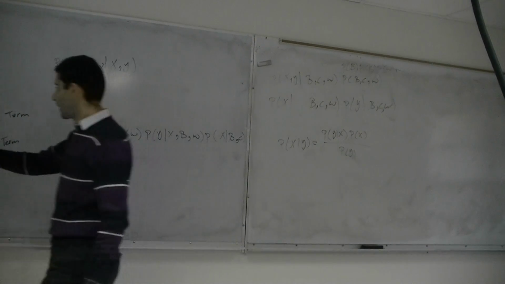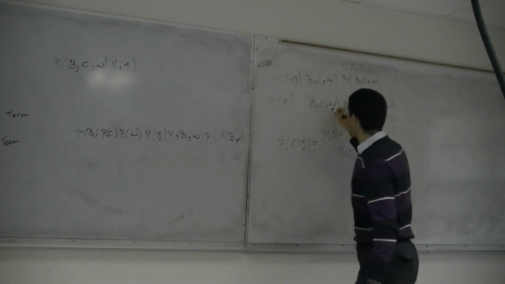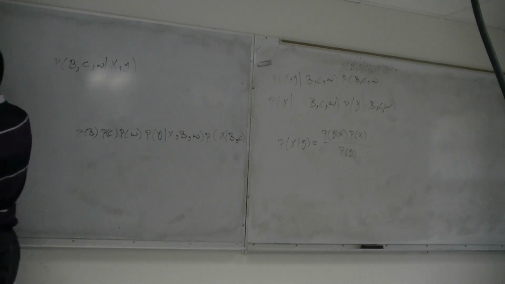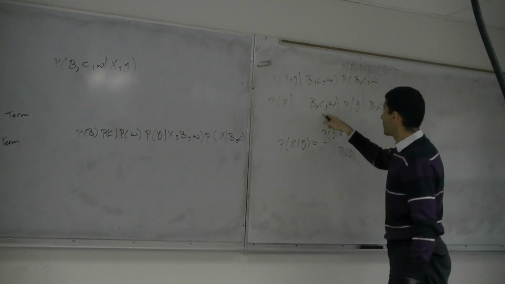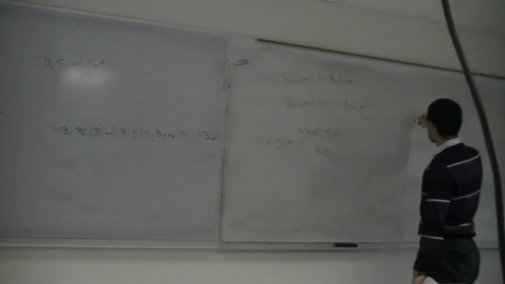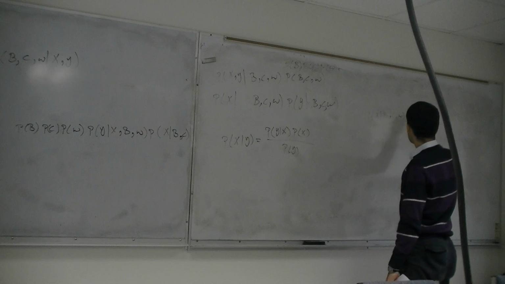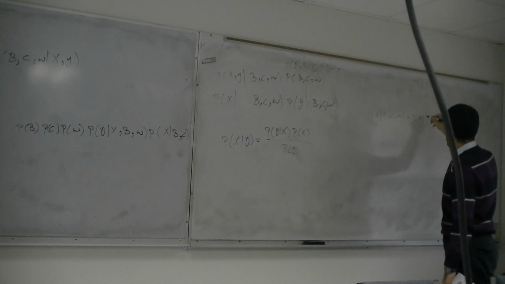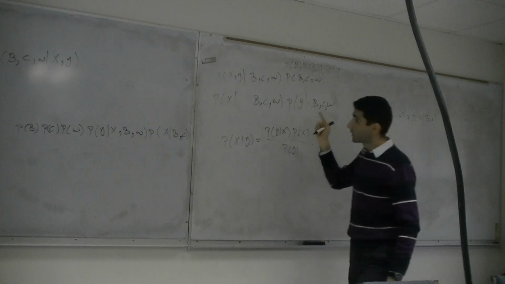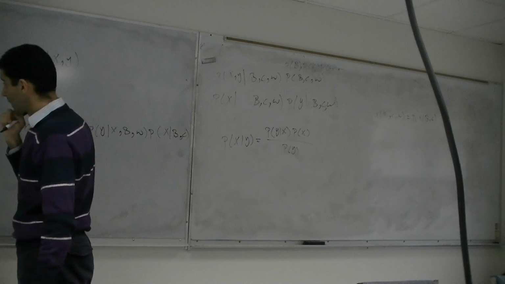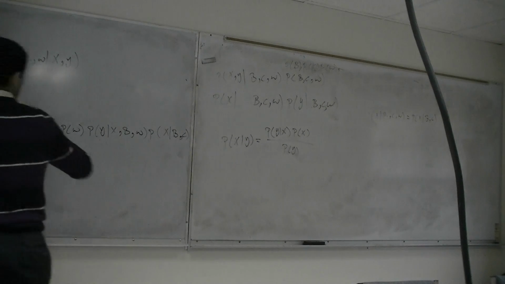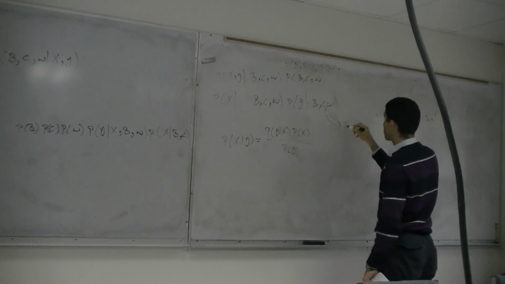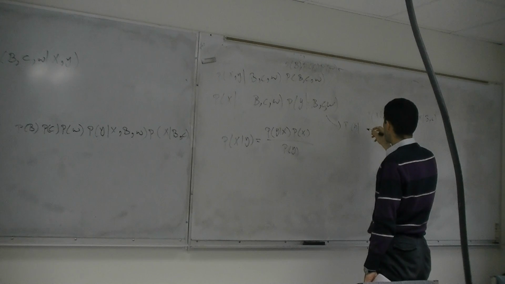And here we have this term B, C and W. There is no relation between W and X, and because of this, this probability of X given B, C, W is equal to probability of X given B and C, and for this term, there is no relation between Y and C, and because of this, this is equal to P(Y given X, B, and W).